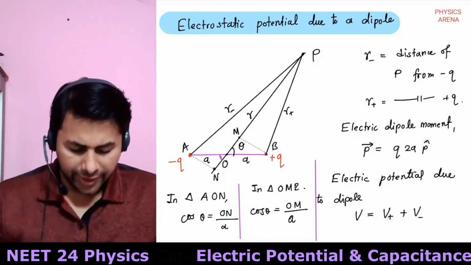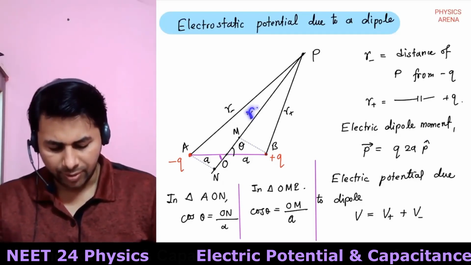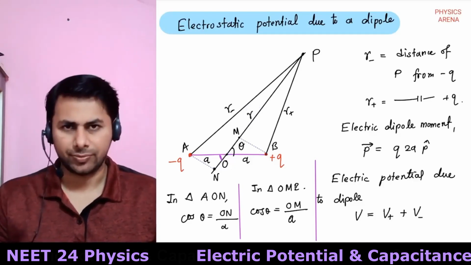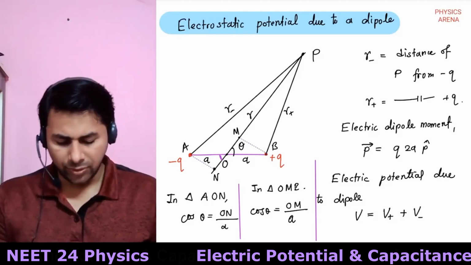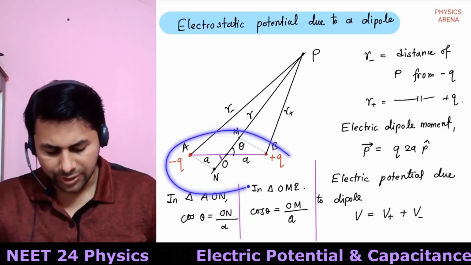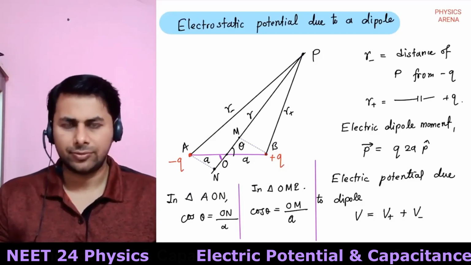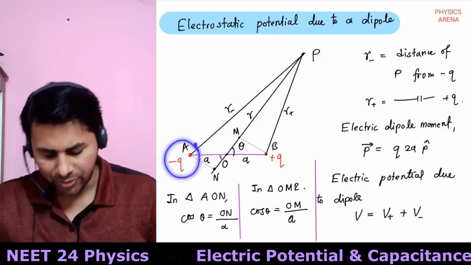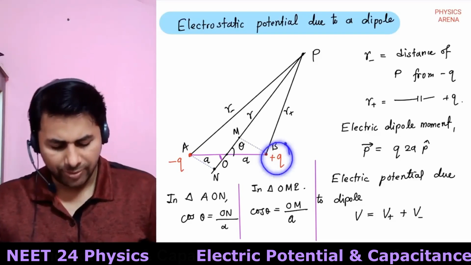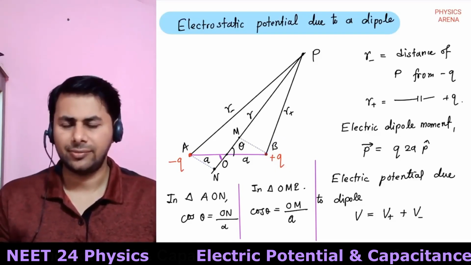Then suppose you have a point at distance r from the center of the dipole, and you want to find the potential due to this dipole at this distance. So what will you do? Potential is a scalar quantity. You will find the potential due to minus q, you will find the potential due to plus q, and you will add it up, right?